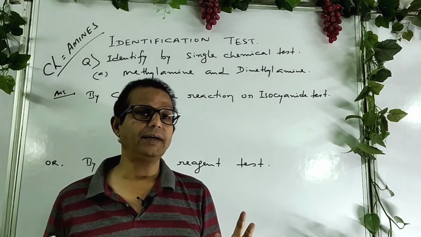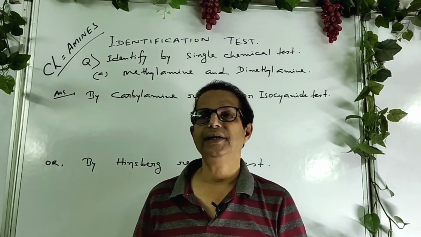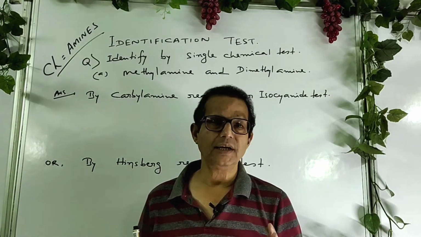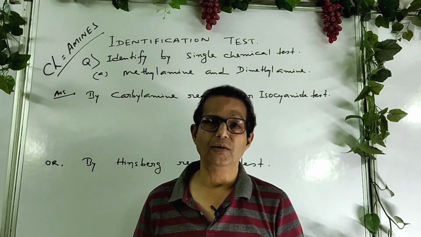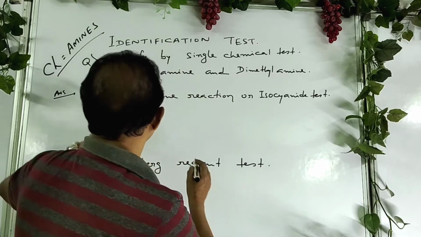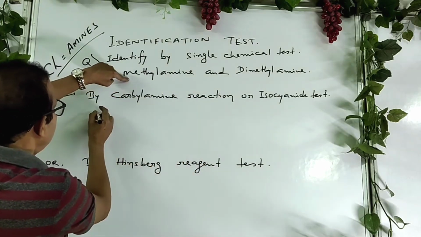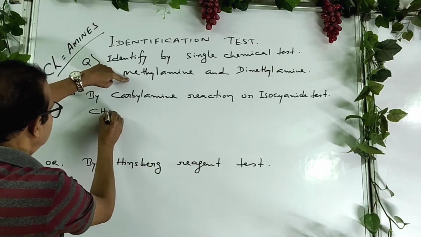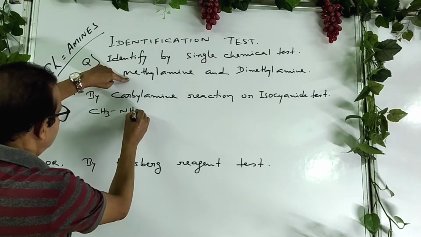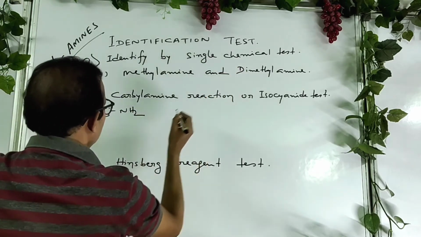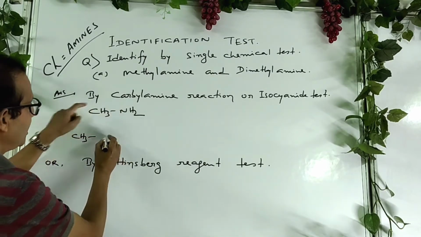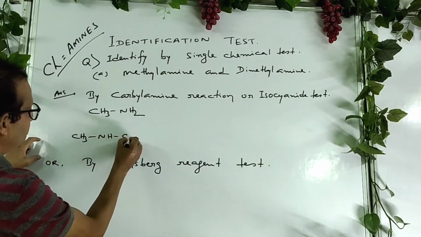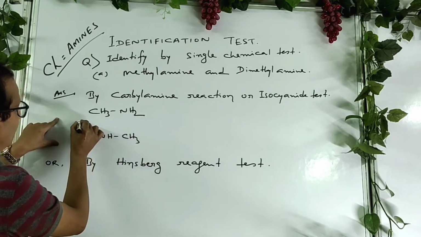Whenever you get any identification test, at first in your answer sheet write the structure of the corresponding compound. This is methylamine, this is dimethylamine. Whenever you replace one hydrogen by one methyl group, that's called dimethylamine. It's a methylamine.